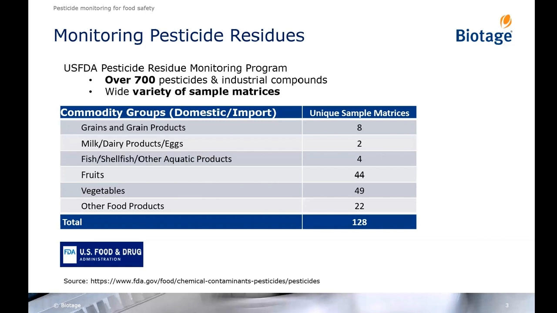And you can take these matrices and gather them into buckets and see that there are at least hundreds and even more different types of matrices that food testing labs will encounter. And this provides a unique challenge for these laboratories, because how are you able to analyze a wide variety of pesticides and compounds in such a wide variety of sample matrices?